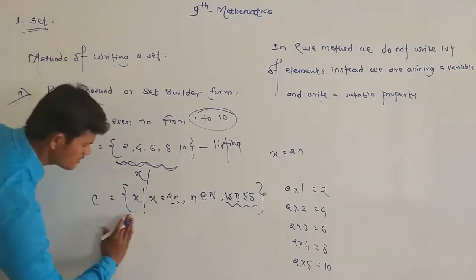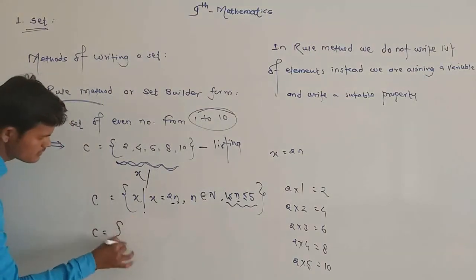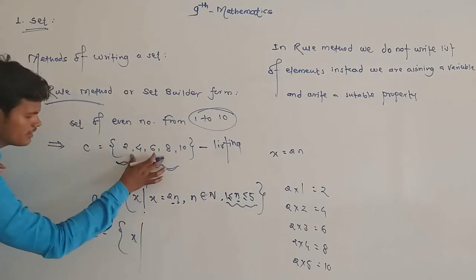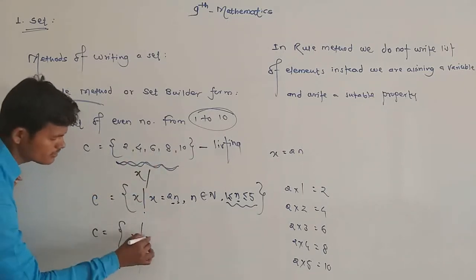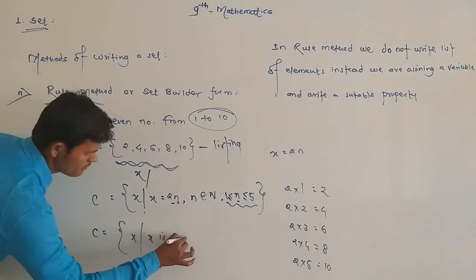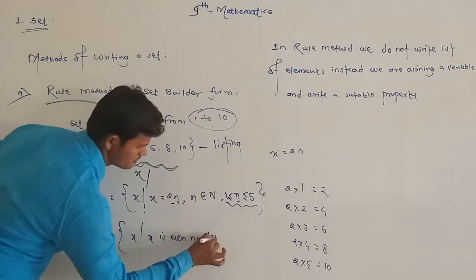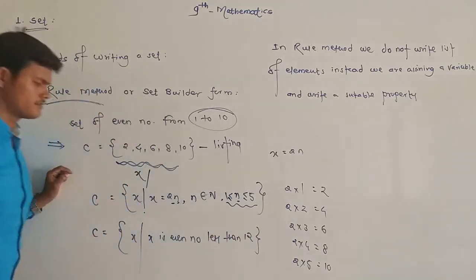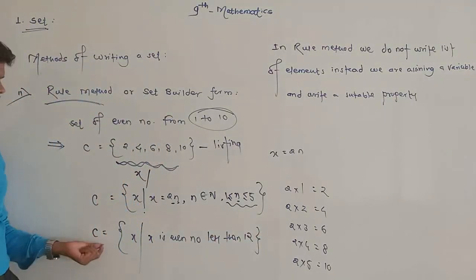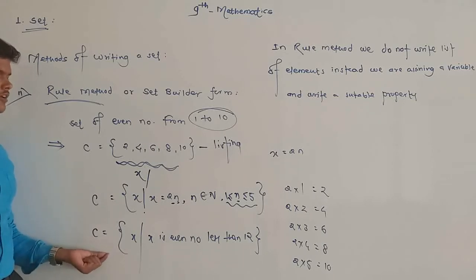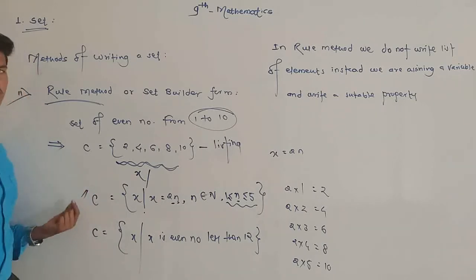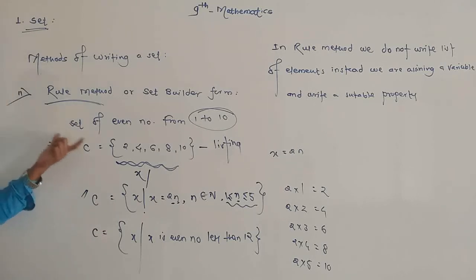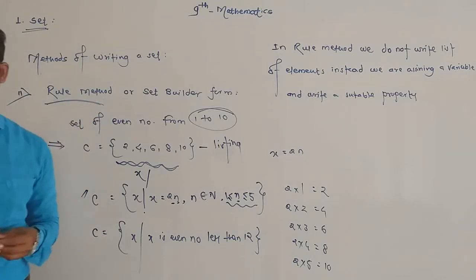If you don't want to write it that way, we can also write: instead of writing elements we assign a variable. What does x denote? x is an even number less than 12. Writing it like this is also fine. We can write it using this form, or we can write it in mathematical form. We can write in both ways. This is our rule method, or set builder form. Let's take another example.